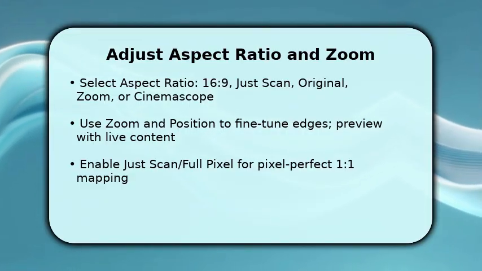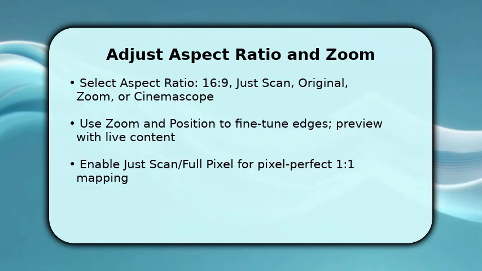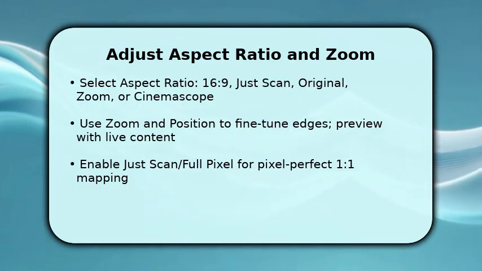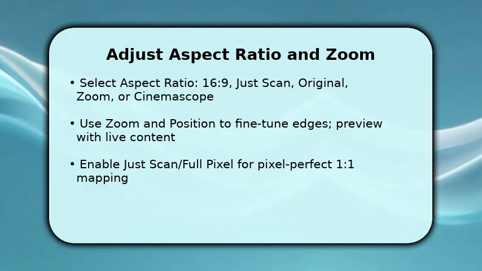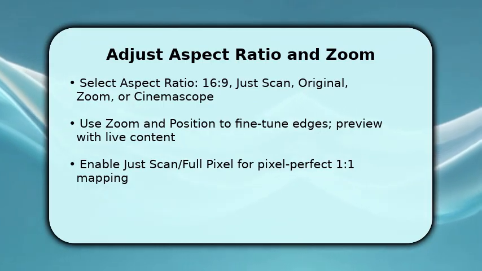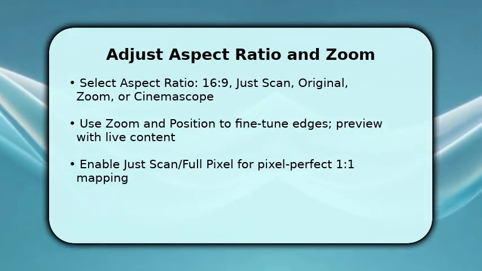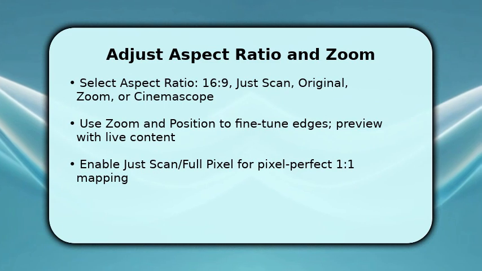Make sure picture mode doesn't force scaling. Some modes override aspect settings. If you have a PC or game console, toggle its resolution. You finish by saving any custom picture presets and then restarting the TV to ensure settings persist across inputs.